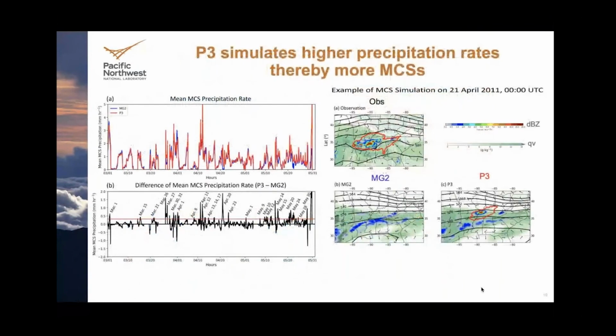Okay, so yes, you can see P3 predicted higher precipitation rates. This is a time series. Generally, it's a higher precipitation rate. And when we look at the differences, we use some threshold to identify the periods when P3 has significantly higher precipitation. Then we have these 26 time periods. And on the right, I show an example of one of the cases that MG2 missed, but P3 identified as an MCS. You can clearly see there's a high precipitation core that MG2 missed.